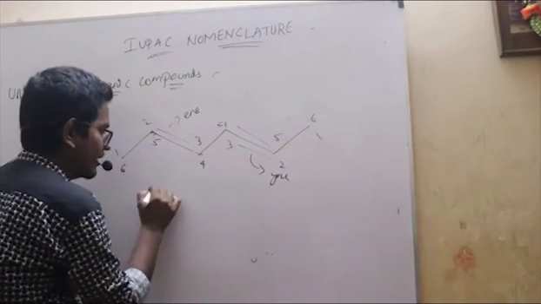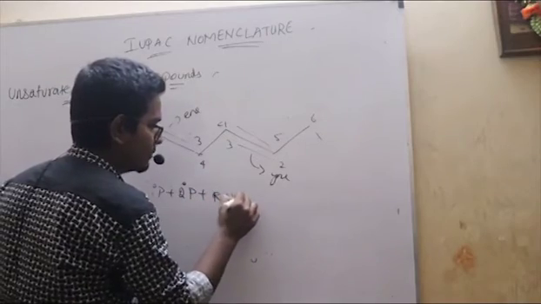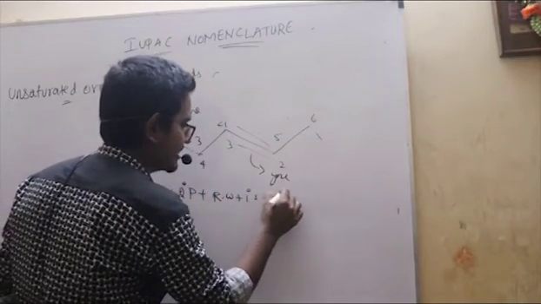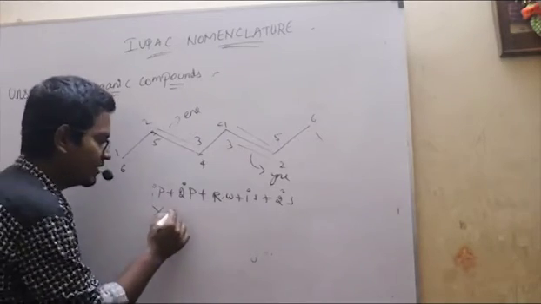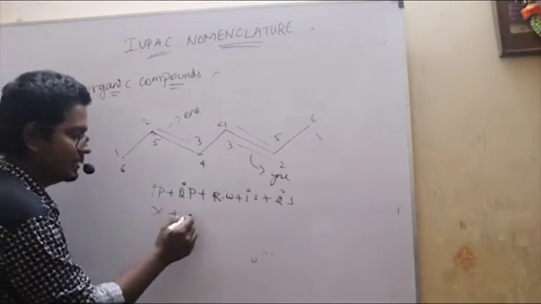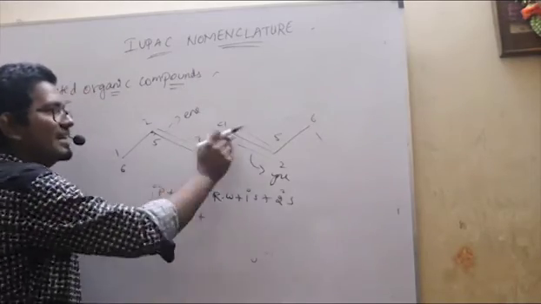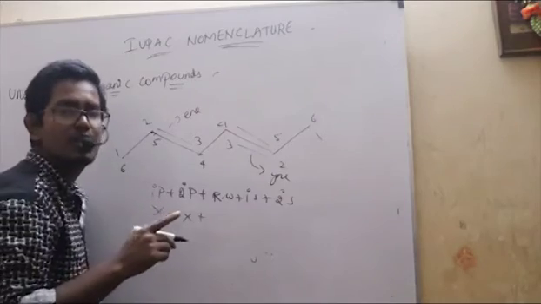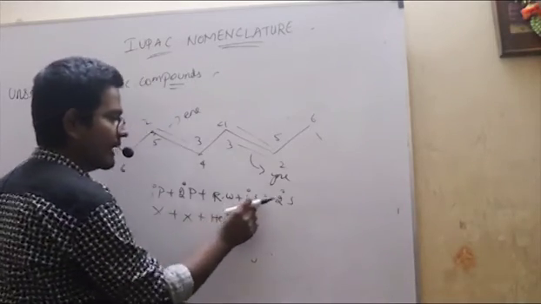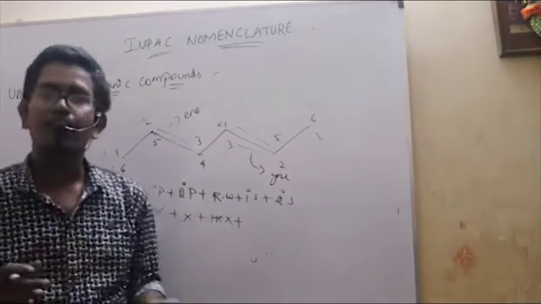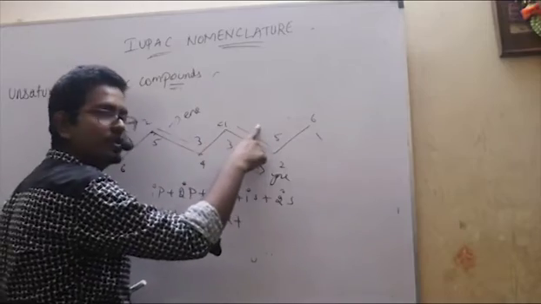So what is the rule of writing the compound? Primary prefix plus secondary prefix plus root word plus primary suffix plus secondary suffix. Here there is no primary prefix, as it is not a cyclic compound. Secondary prefix, no secondary prefix, because here there is no substituent. Third one, root word. How many carbon atoms are present? 6 carbon atoms are present. What is the root word for the 6 carbon atoms? Hex. Plus primary suffix, we should see the bonds between the carbons. Here double bond is also present, triple bond is also present.